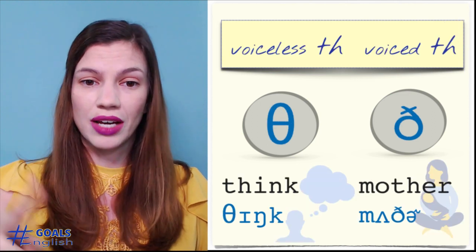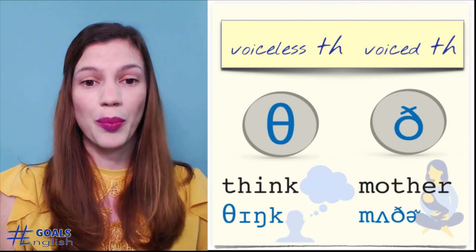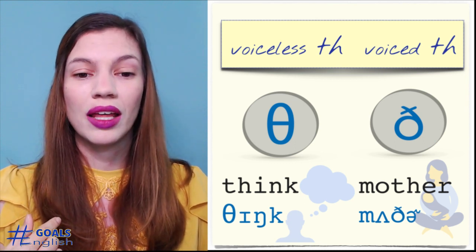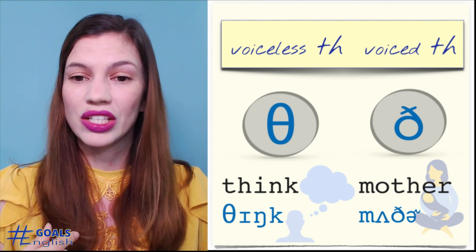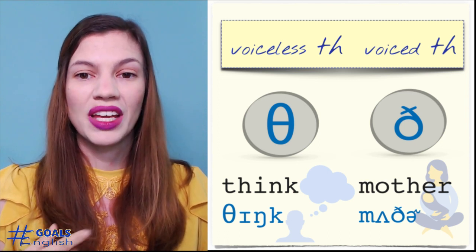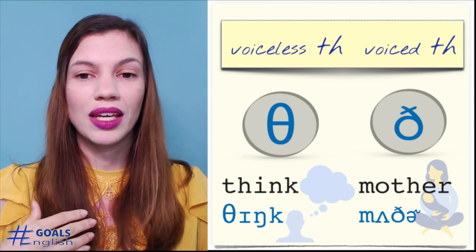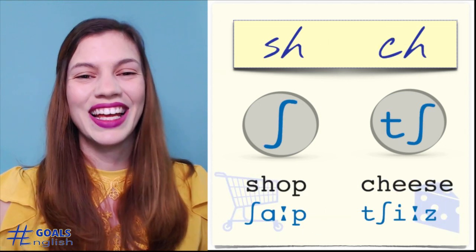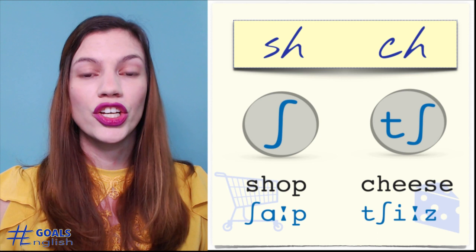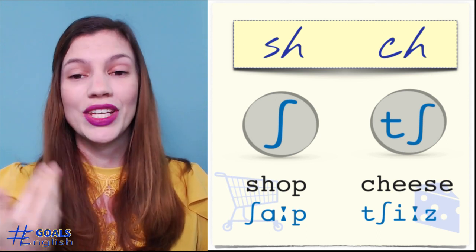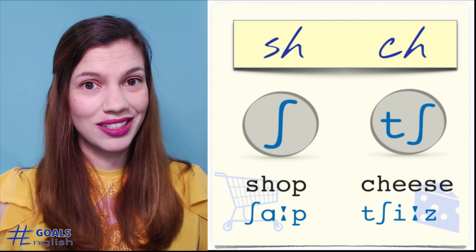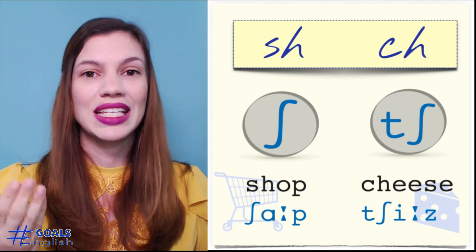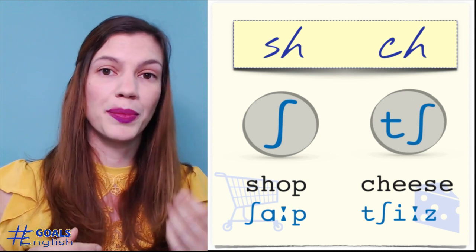Next we have two TH sounds, and so this will help you know, if you look this up, which one to use. So we have the voiceless TH, as in think, and the voiced TH, as in mother. So the voiceless, think, voiced, mother. Next we have an unvoiced SH, right? Shop. And a voiced CH, cheese. If I wanted to do a comparison, it would be SH, shop, CH, chop, shop, chop.